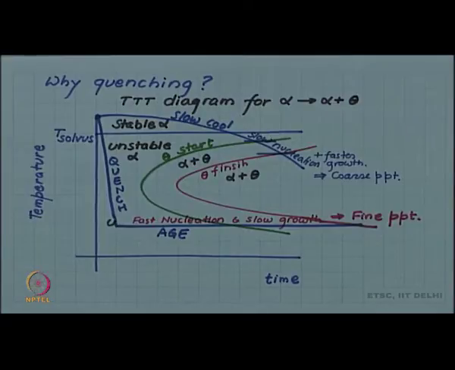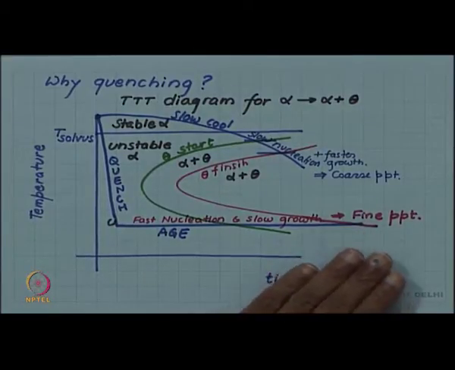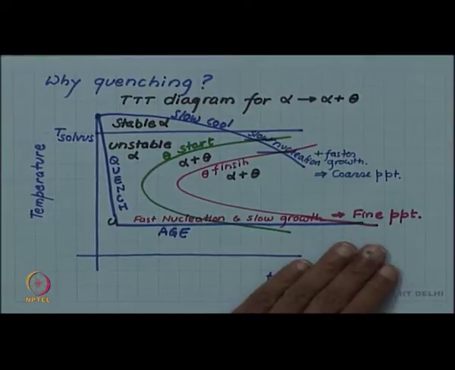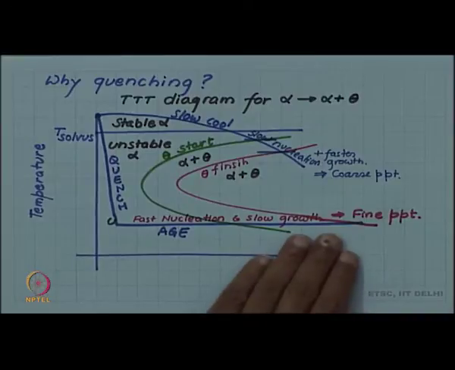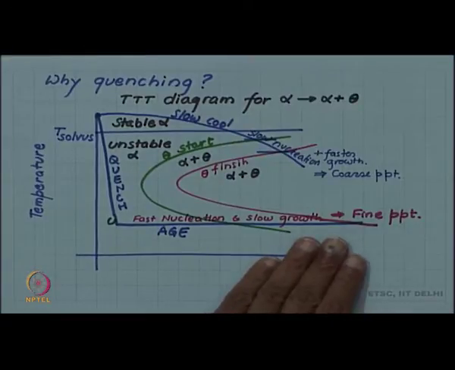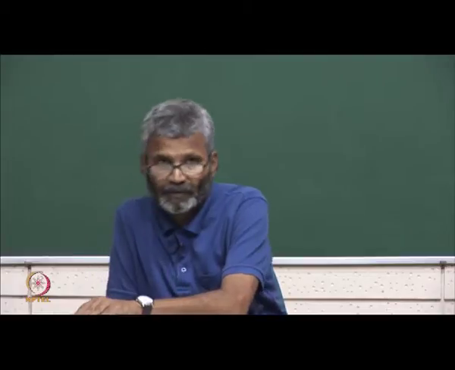And it is the fine distribution of precipitate that always creates more obstacle to dislocation motion than coarse precipitate. So, although both will give you the precipitate, quench and aging will give you finer precipitate and greater obstacle to the dislocation motion and thus higher hardness. So, this is the reason why we quench.